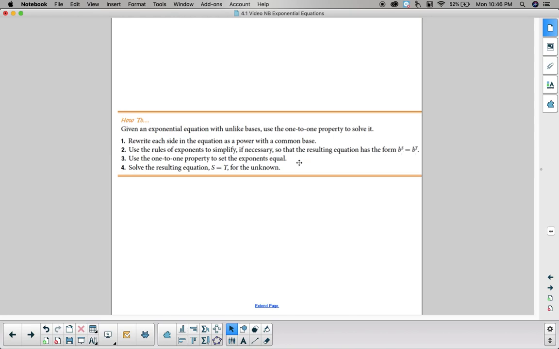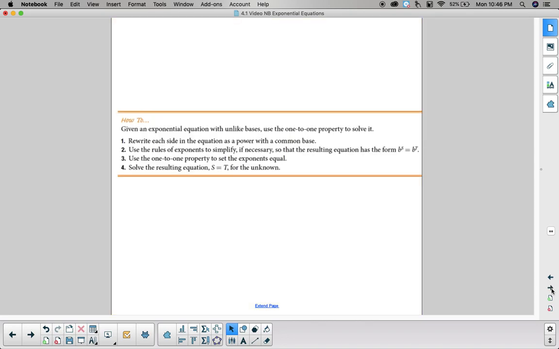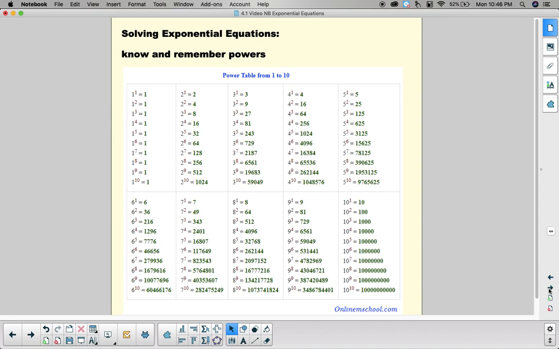Then we use the one-to-one property to set the exponents equal and solve the resulting equation, s is equal to t, for the unknown variable. Write those down if you like. If you want to have something simple that says get bases equal, set exponents equal to each other, solve, baby, solve, that's okay too.